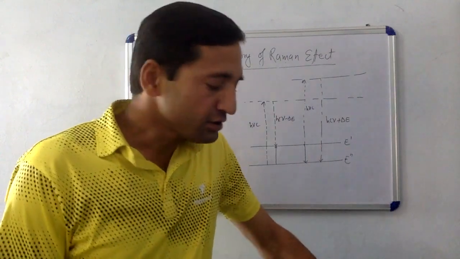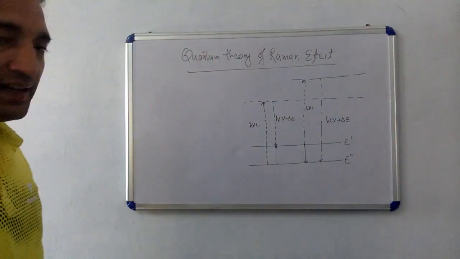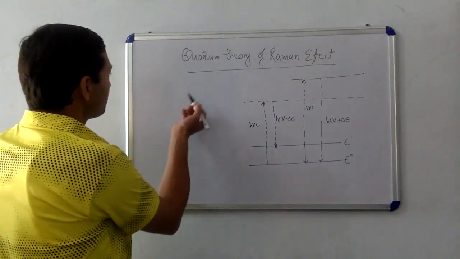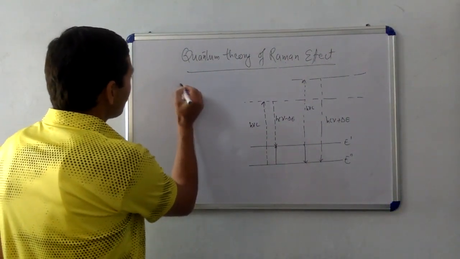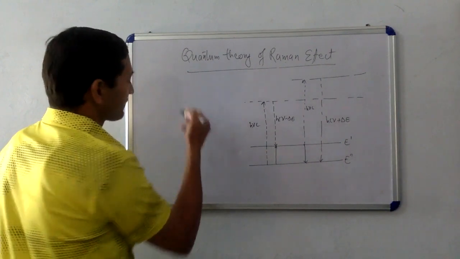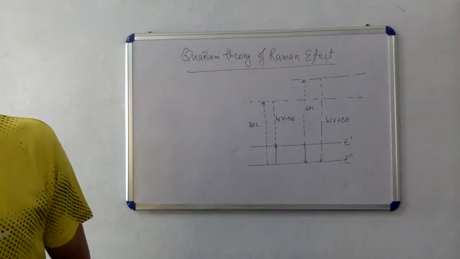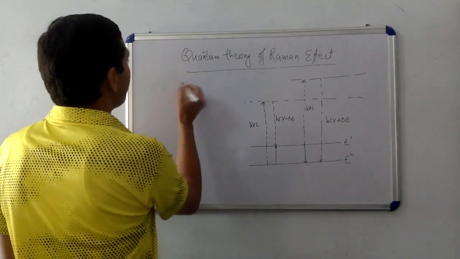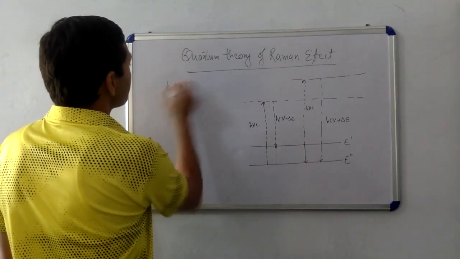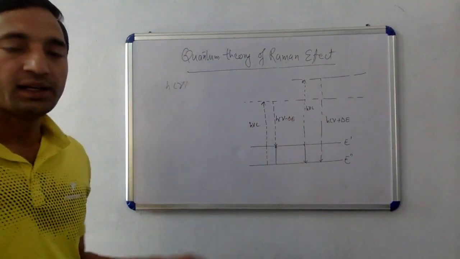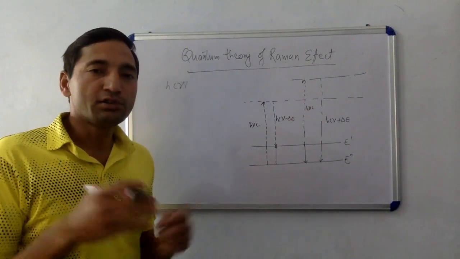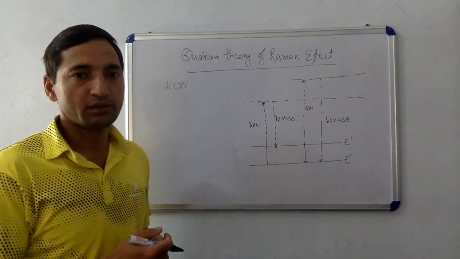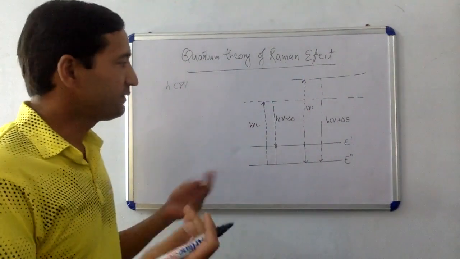Now, the electromagnetic radiation is quantized, in bundles of photons. If I have a bundle of photons with wave number nu, and energy hc nu, which falls on a scatterer or a molecule and scatters from that molecule, then there are three possibilities.